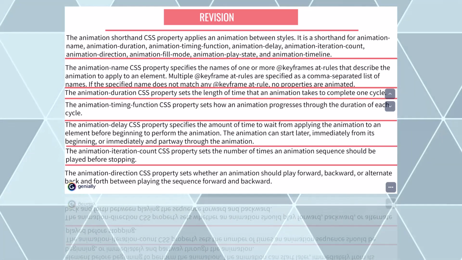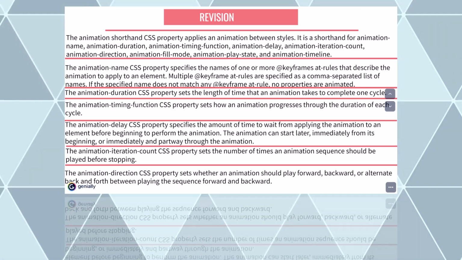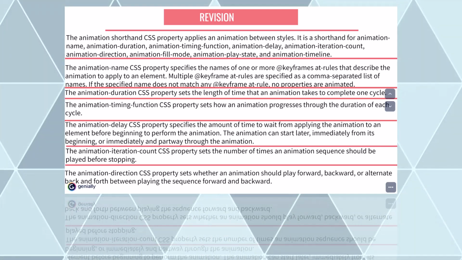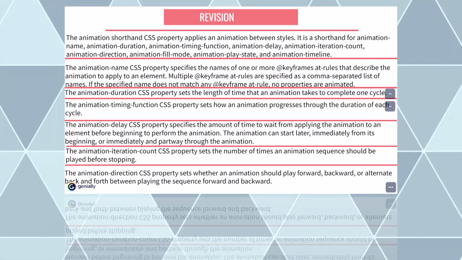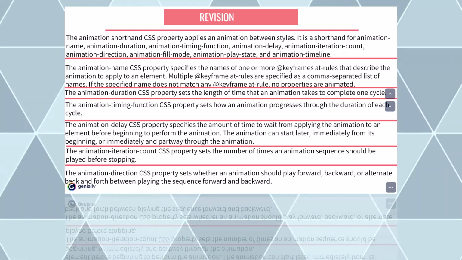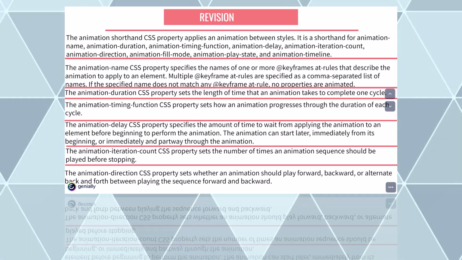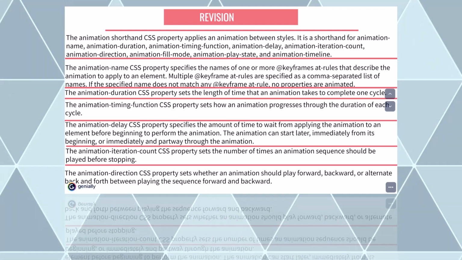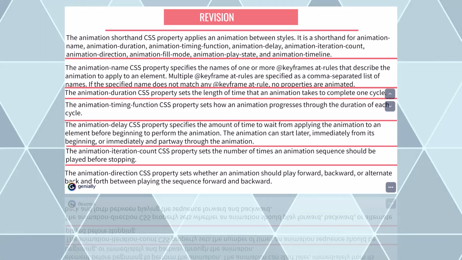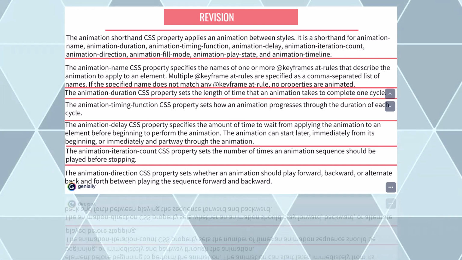So the animation-delay CSS property specifies the amount of time to wait from applying the animation to an element before beginning to perform the animation. And the animation can start later, immediately from its beginning, or immediately and partway through the animation. Right. Cindy, can you do the iteration count?